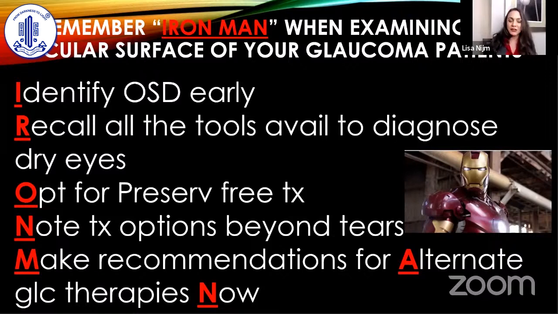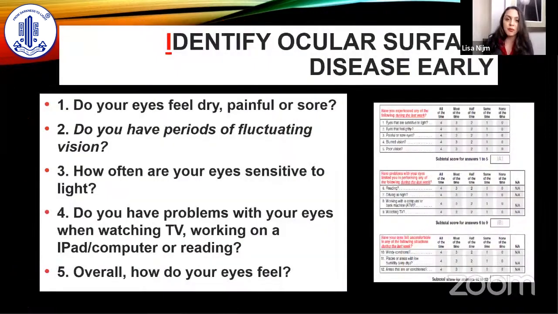So when examining the ocular surface of your glaucoma patients: I, to identify OSD early; R, recall all the tools available to diagnose dry eyes; O, to opt for preservative-free treatment; N, to note treatment options beyond artificial tears; and MAN, M, to make recommendations for alternate glaucoma therapies. Now, we'll go through these briefly.